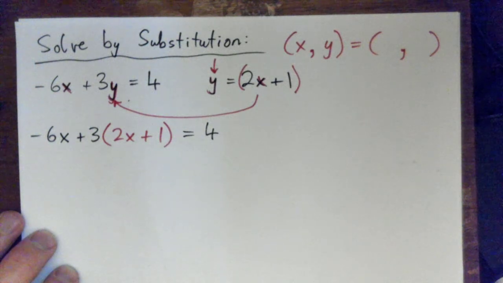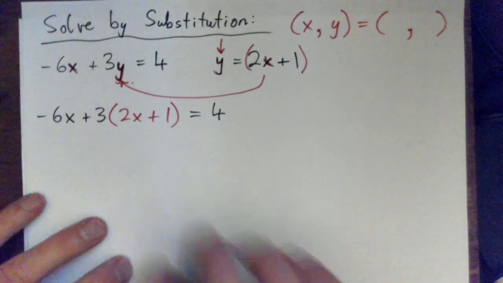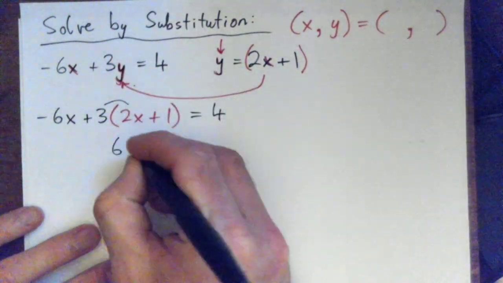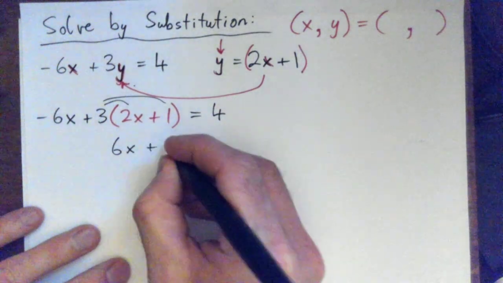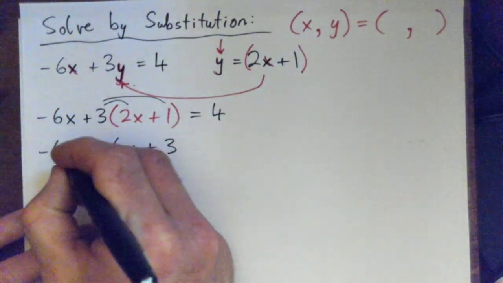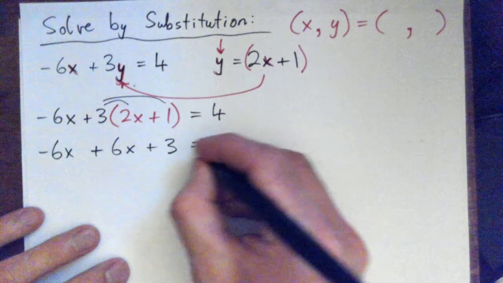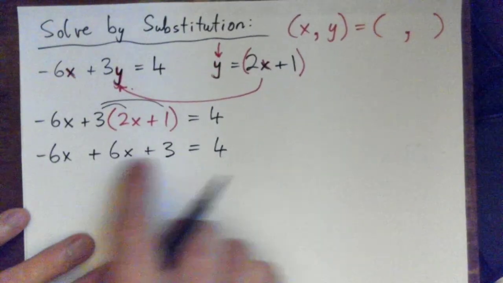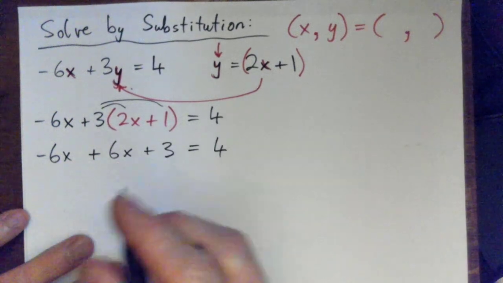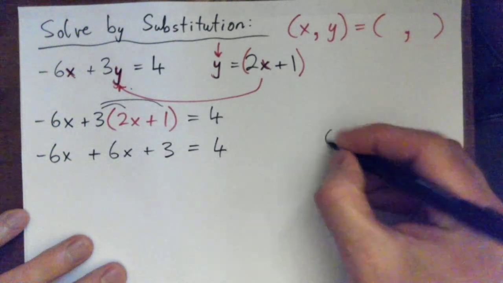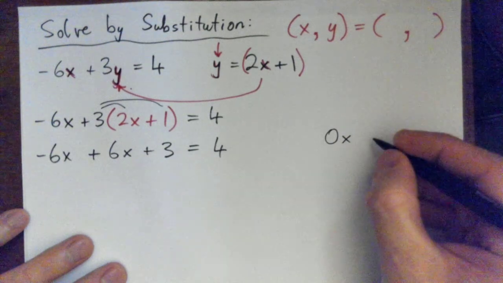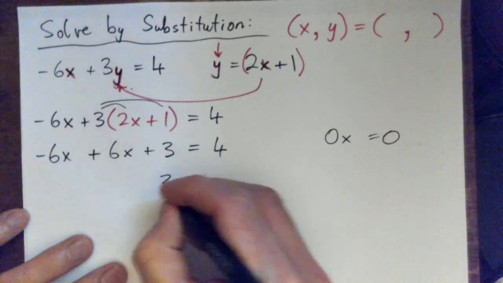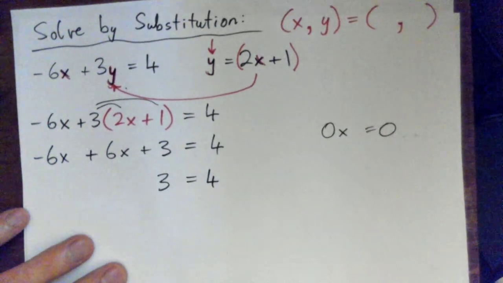So solving this, we do the distributive property first. 3 times 2x is 6x. 3 times 1 is 3. And then obviously write this down, negative 6x plus that equals 4. Now we need to add like terms. Negative 6x plus 6x is 0, or it's kind of like 0x, which is 0, same thing, right? So we get 0 plus 3 equals 4, or just 3 equals 4, right? And so that's what we've got. That is correct. The x's went away.